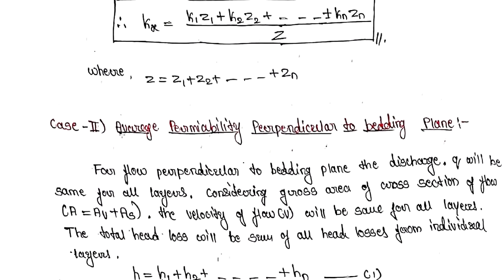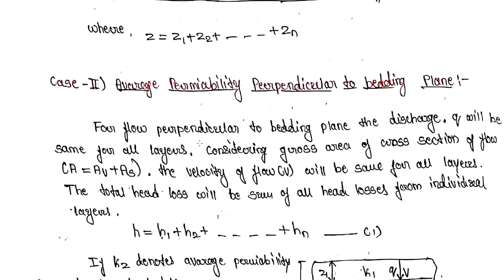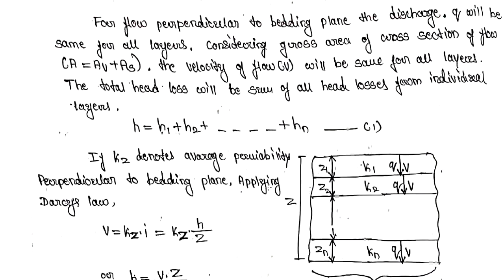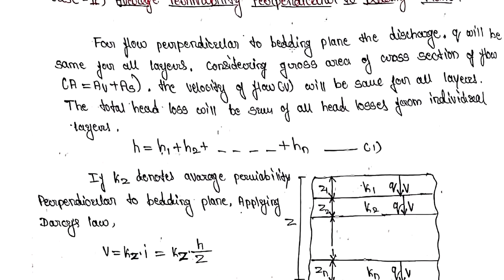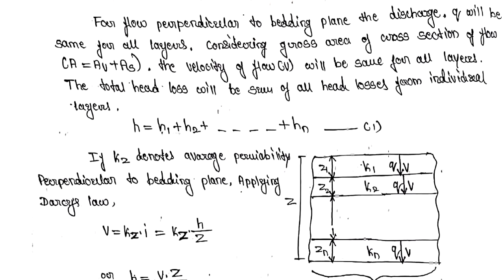Okay, further you can see over here, case 2: average permeability when the flow is perpendicular to the bedding plane. You can see these are the bedding planes and the flow is perpendicular to the bedding plane. For flow perpendicular to the bedding plane, the discharge small q will be the same for all the layers. Whatever amount of water enters over here, the same amount is going to leave over here. Similarly, whatever water has entered, the same amount is going to leave. So discharge for all the layers will be the same.